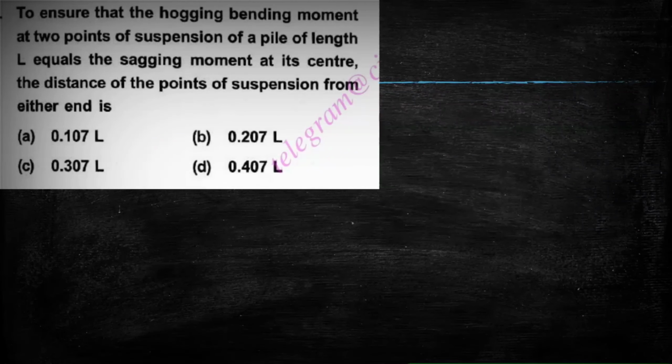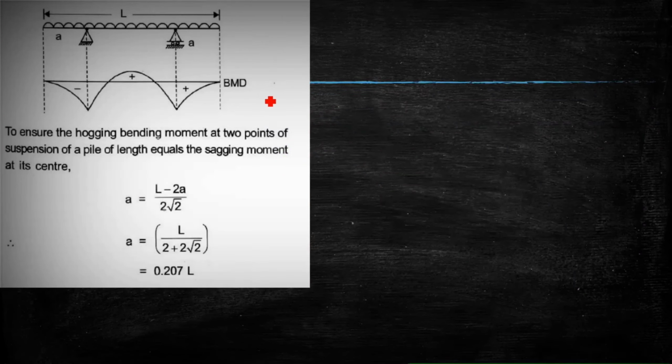Moving to the next question we have, to ensure that the hogging bending moment at the 2 points of suspension of a pile of length L equals the sagging moment at its center, the distance of the point of suspension from either end is, this is the same concept question as the previous. So the options we have are option A 0.107, option B 0.207, option C 0.307 and option D 0.407. So the correct option is option B, that is 0.207 L. So this is the standard result.